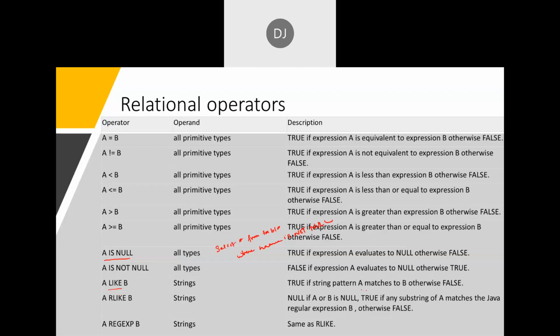True if the string pattern A matches with the string pattern B, otherwise it is false. RLIKE and LIKE are more or less similar only.